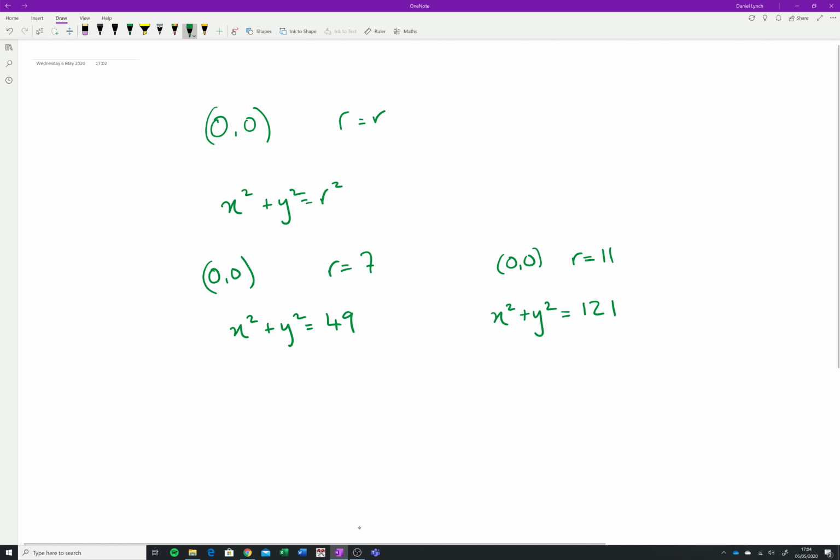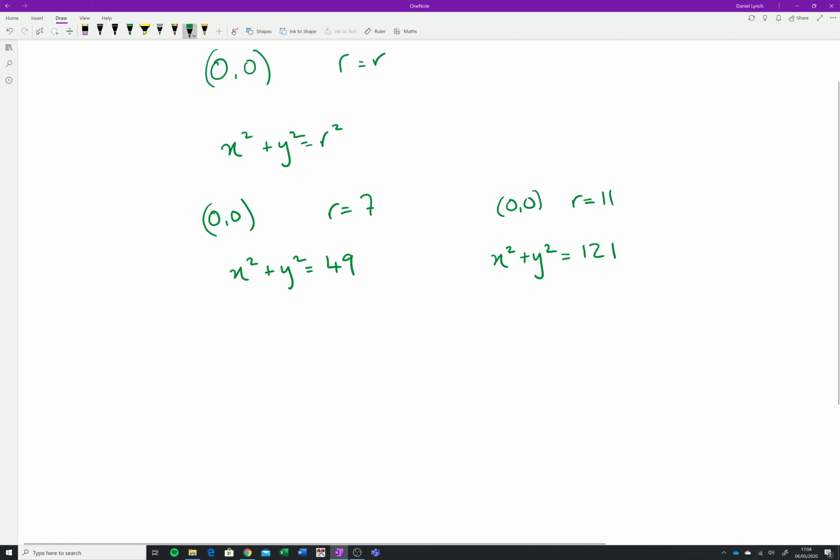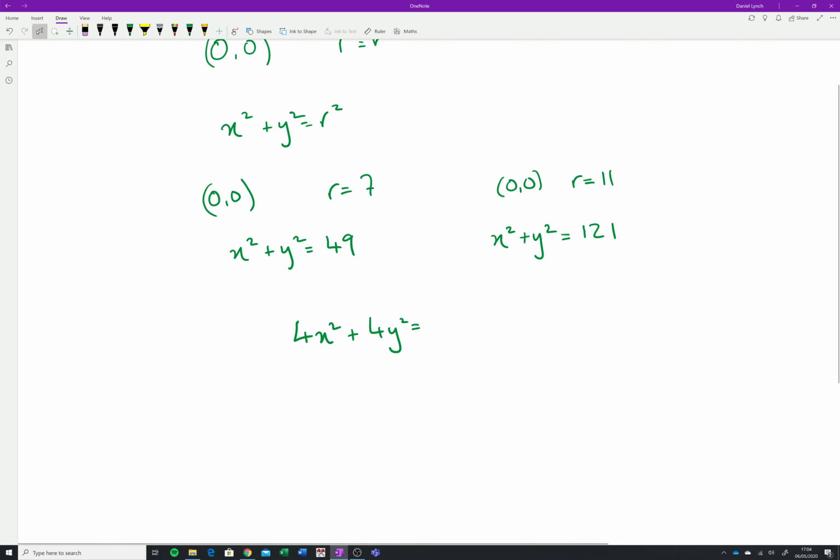Here's one I would like to show you. If you've got 4x squared plus 4y squared is equal to, we'll just pick 81. What can we say about this circle here? Is it a circle? Because it's got 4s in front of the x squareds and the y squareds in this case. So is that a circle?